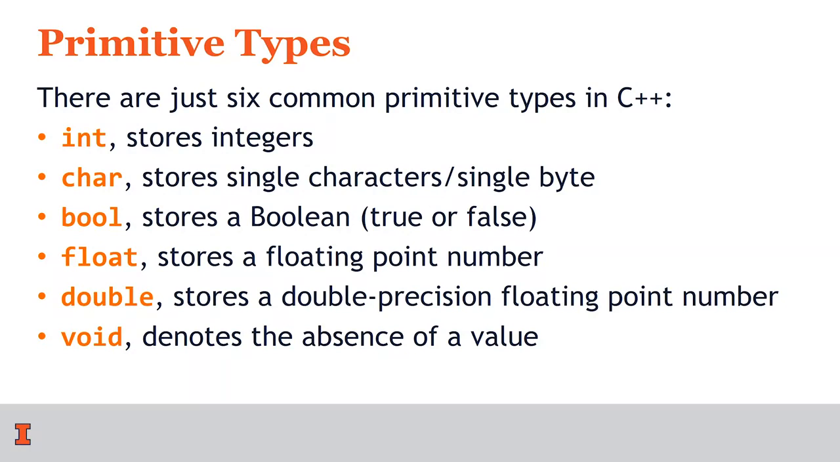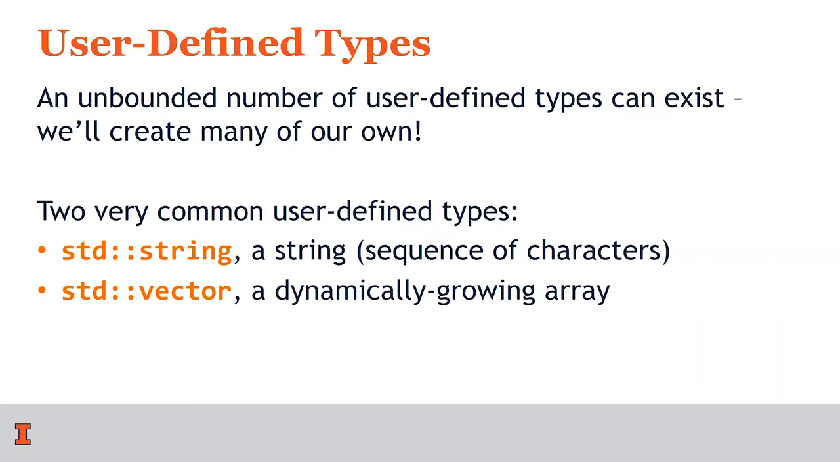And finally, there is this special type called the void type. We're only going to use the void in the context of a function, but the void type denotes that there is no value. On the other side of things, there's an unlimited number of user-defined types, and we'll define some of our own throughout this course. There are 2 very common user-defined types that I want to point out right now. One is a string that allows us to build a sequence of characters, and the other is a vector, which allows us to have a dynamically sized array.